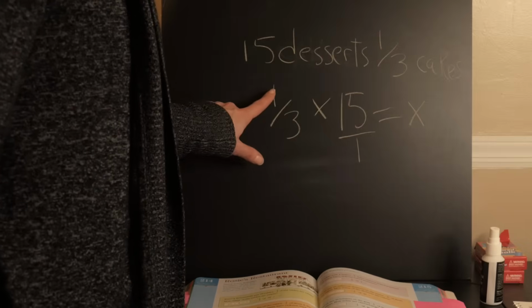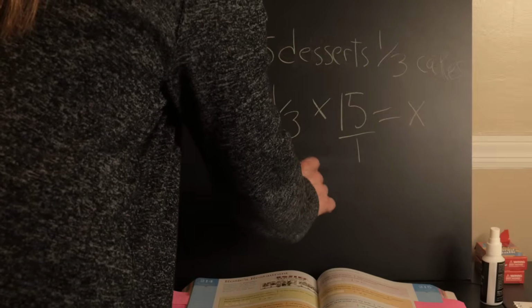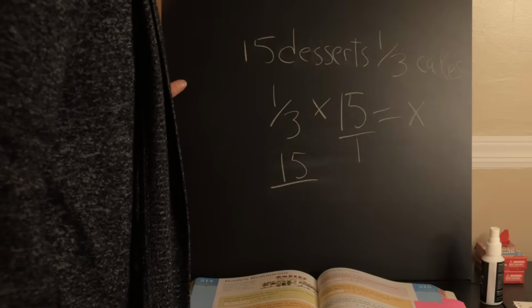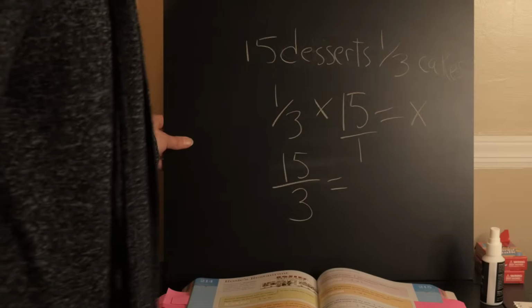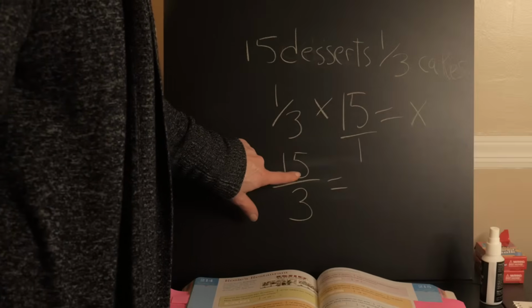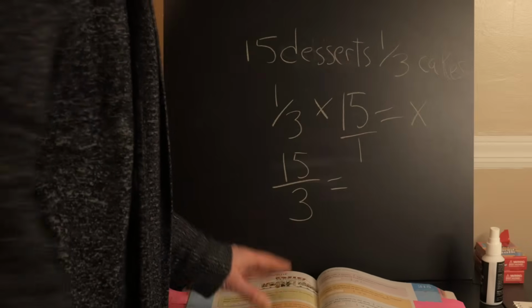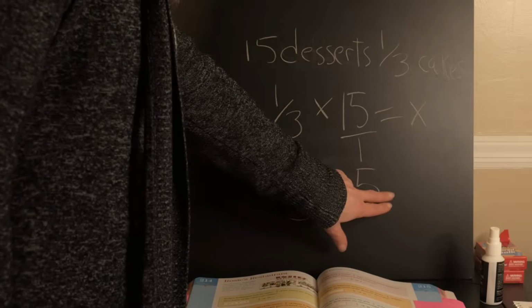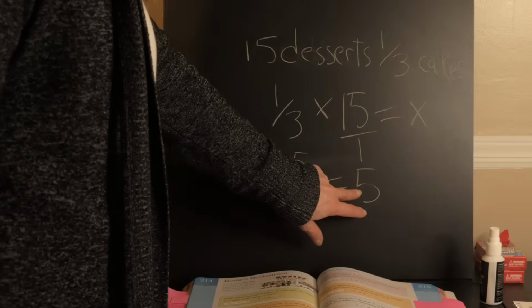Okay, so 1 times 15 is 15, and 3 times 1 is 3. Now I just need to do our calculation. And this is an easy one. We know that 15 divided by 3 is 5. Alright, so we always have to remember to write our unit as well. So what is our unit? We have 5 cakes.